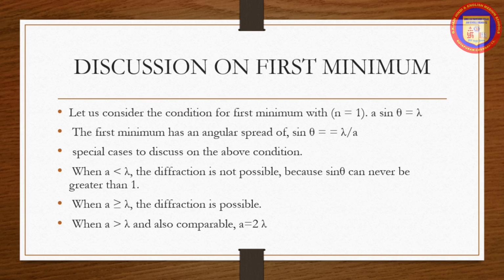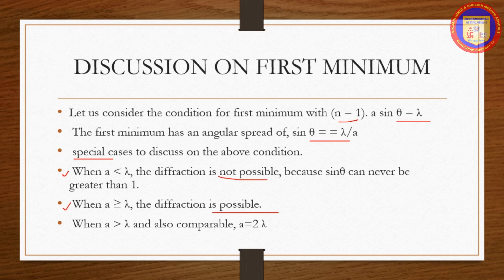Discussion on first minimum. Let us consider the condition for first minimum with n equal to 1. So we'll get A sin theta is equal to lambda. The first minimum has an angular spread of sin theta equal to lambda by A. Now we have special cases to discuss on the above condition. When A is less than lambda, the diffraction is not possible because sin theta can never be greater than 1. When A is greater than or equal to lambda, the diffraction is possible.